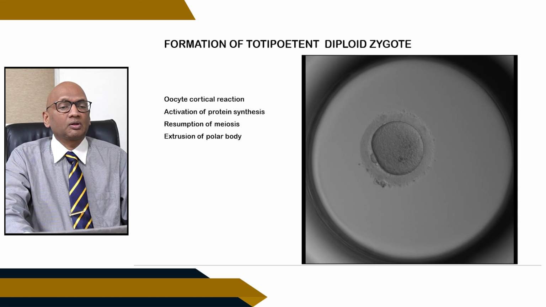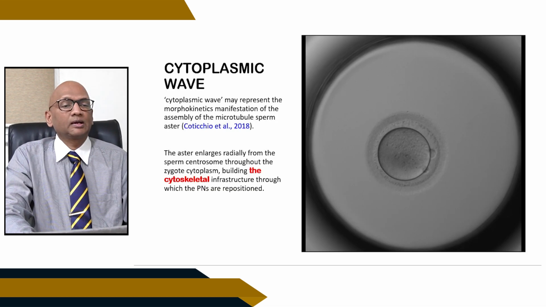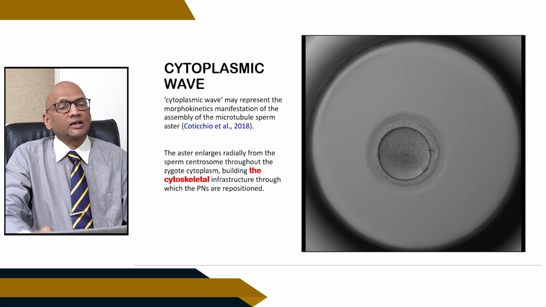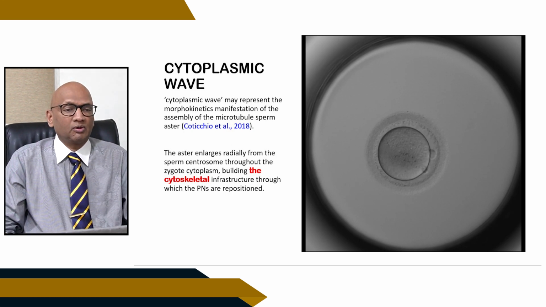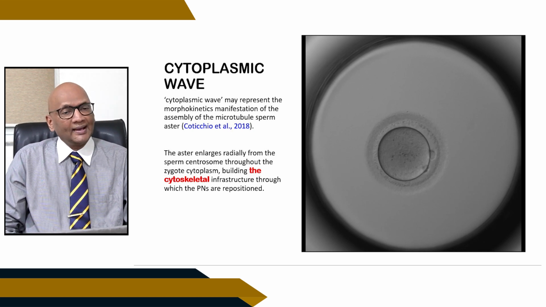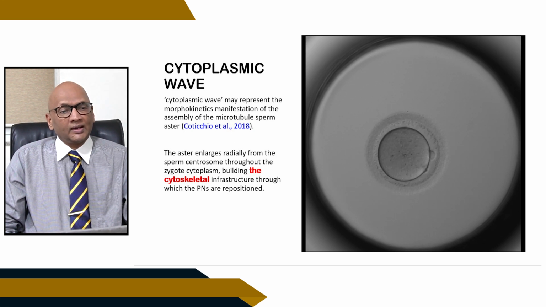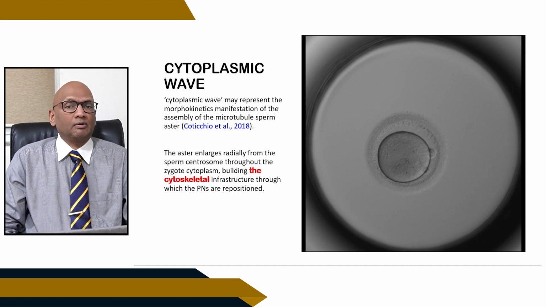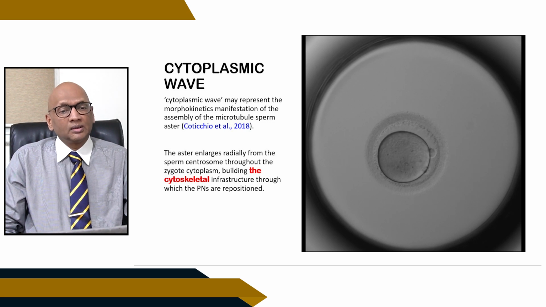Once you have moved on from the cortical wave, the second event is the cytoplasmic wave. The cytoplasmic wave represents the morphokinetic manifestation of the assembly of the microtubules of the sperm aster. If the cytoplasmic wave is not proper, it represents that the aster formation is not proper. In fact, a lot of studies are showing that the cytoplasmic wave is a good predictor of blastocyst and implantation. So when the aster formation is not proper, the cytoplasmic wave is not proper, which in turn affects the quality of the embryo and implantation.